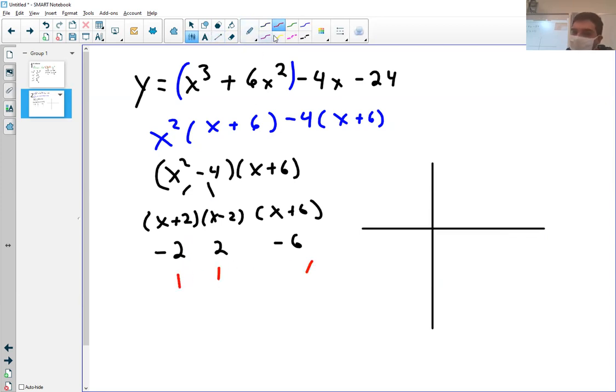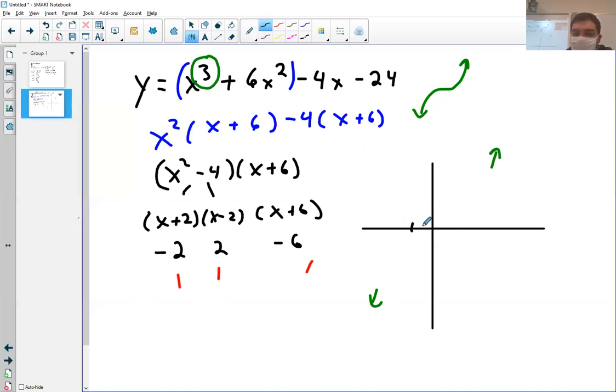Remember, if you have an even multiplicity, that would mean it bounces. So hopefully, when I go through it, you'll see. We also need to look at the end behavior. So we look at the original problem. This is x to the third, and it was positive. So I know it should kind of look like this, which means I'm going to draw my arrows here and here.